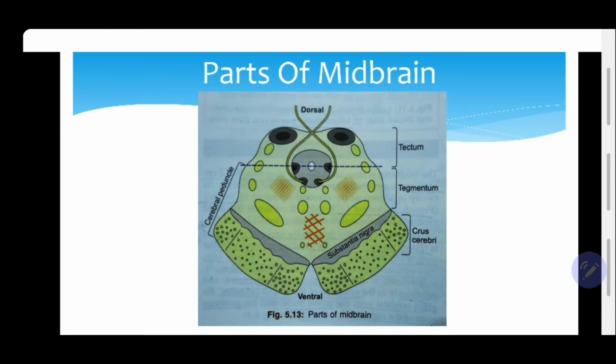Okay. Then another very important feature I told you, which is here, that is another hallmark feature for identifying the section through the inferior colliculus, and that is the decussation of superior cerebellar peduncle. So these two distinguishing features help you to identify the structures at the level of inferior colliculus.